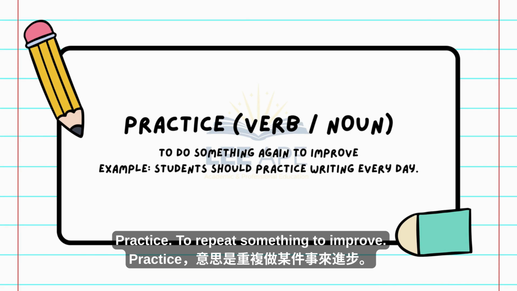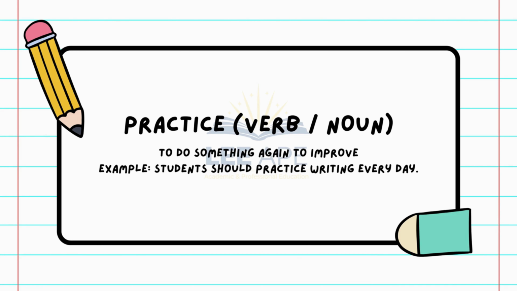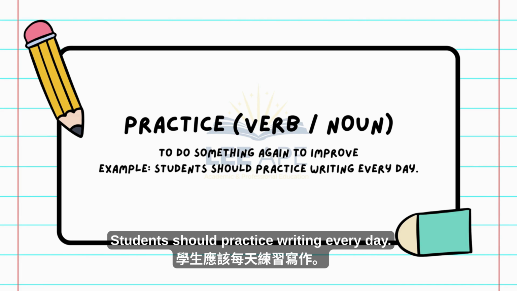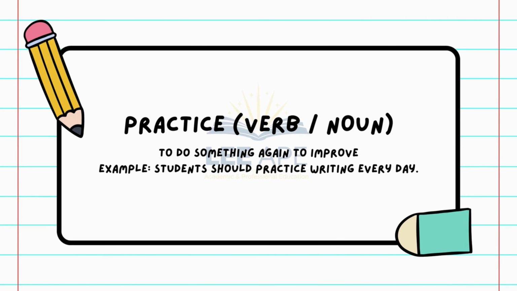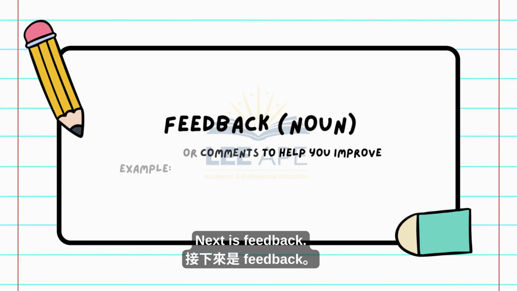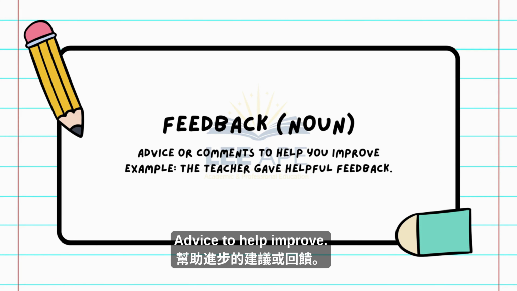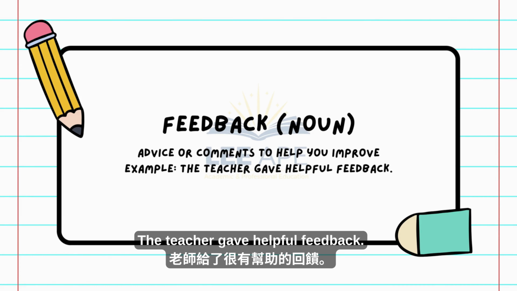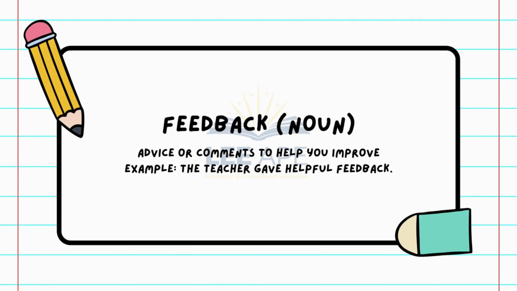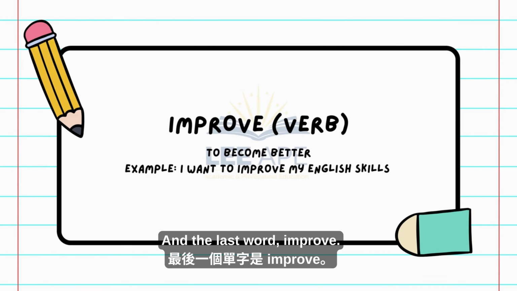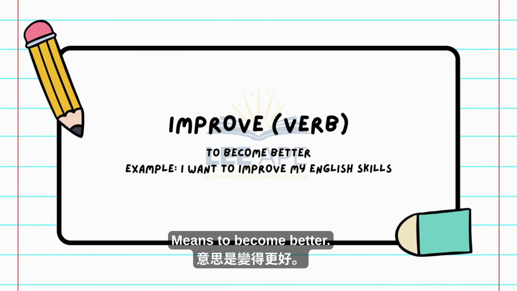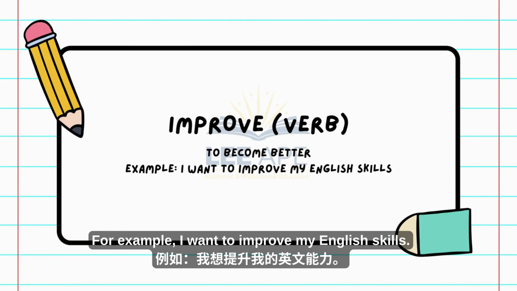Practice. To repeat something to improve. Students should practice writing every day. Next is feedback. Advice to help improve. The teacher gave helpful feedback. And the last word, improve, means to become better. For example, I want to improve my English skills.